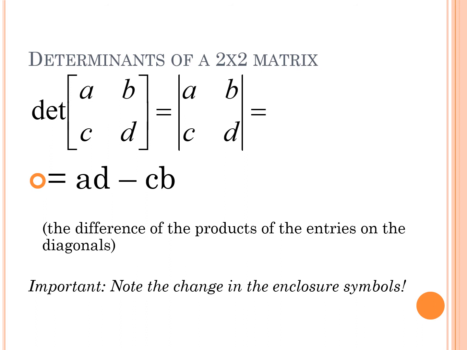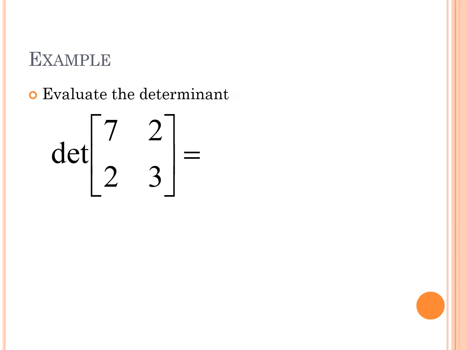But note the change in the enclosure symbols there. When you're writing it out, rather than a matrix with the brackets, if you see what looks like absolute value bars, that's the determinant. And we're going to do A times D minus C times B. So go ahead and calculate this determinant by hand, and come back once you've got that.